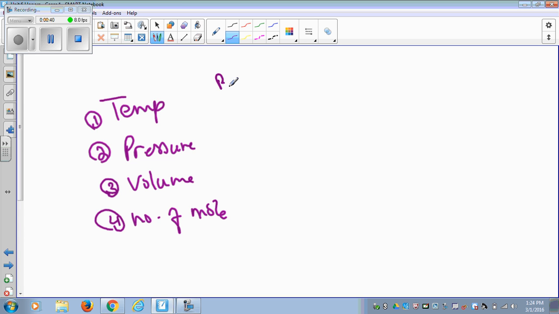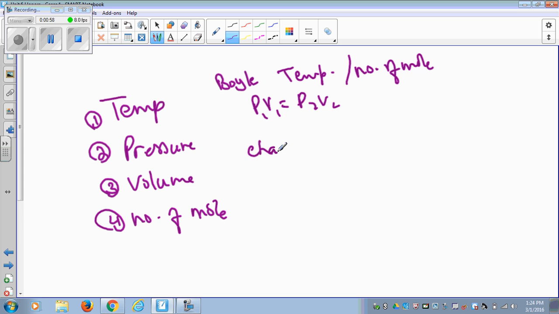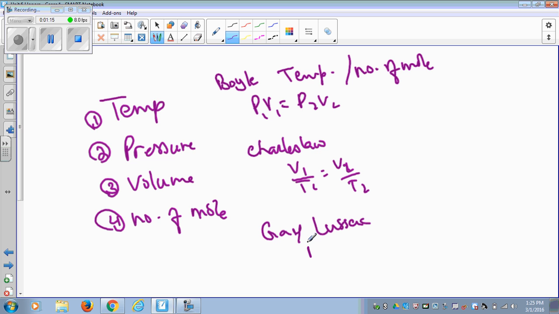Like for Boyle's law, just as a review, we kept temperature and number of moles constant, and we studied the relationship of pressure and volume. P1 V1 equals P2 V2. For Charles' law, we kept the pressure and number of moles constant, and we studied the relationship of volume and temperature. For Gay-Lussac's law, we kept the volume constant, and we studied the relationship of pressure and temperature.